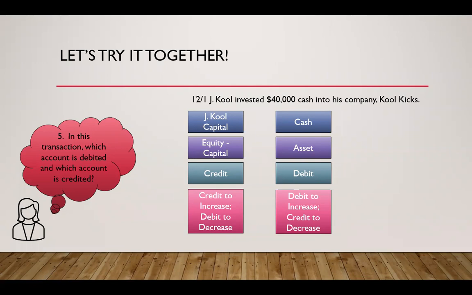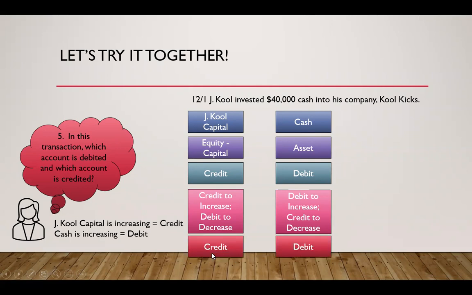And J. Cool, we're keeping track of his capital account in terms of his investments, and that one is going up as well. It's okay that I have two accounts increasing. It's just that I use a debit to increase cash, and I use a credit to increase capital. So now that I know which accounts are being debited and which accounts are being credited in this transaction, we can get ready to properly record the journal entry.